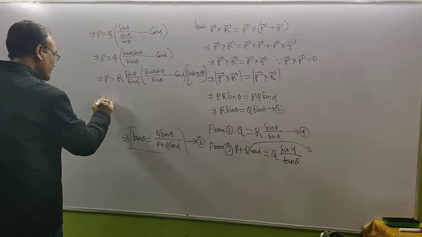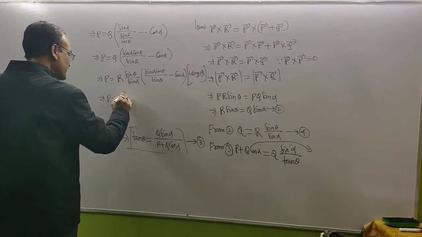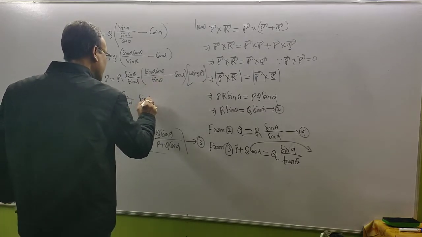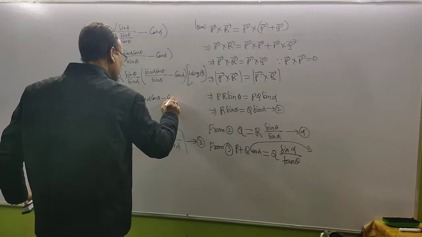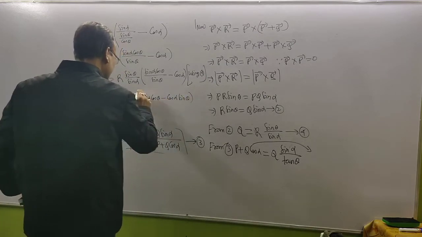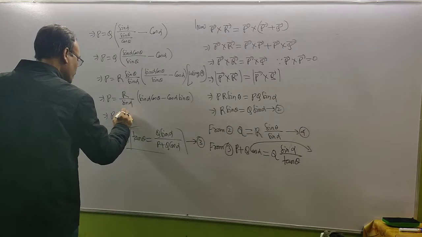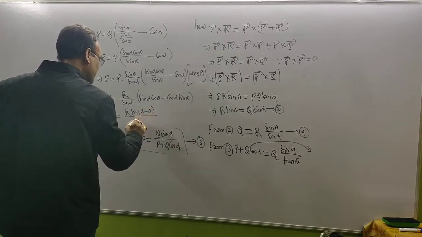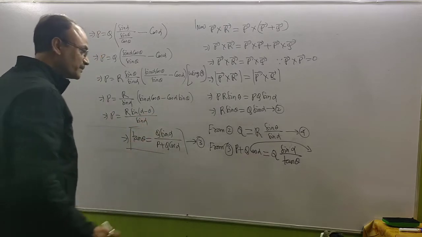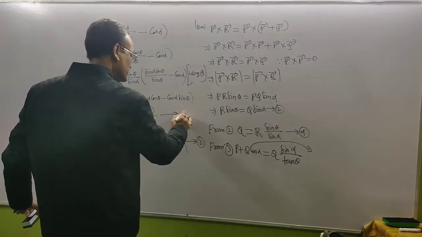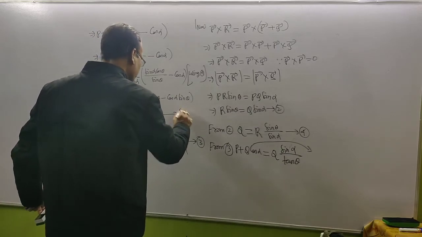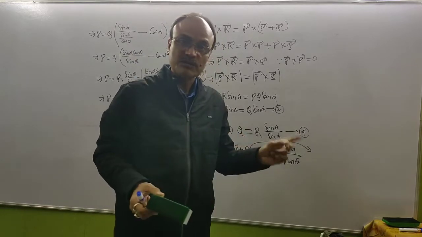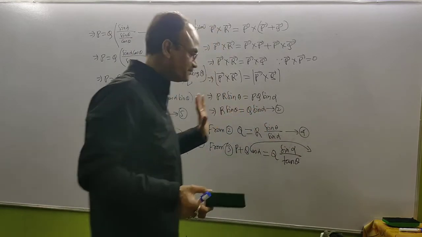This means P equal to R by sin alpha multiplied by sin theta, sin alpha cos theta minus cos alpha into sin theta. Or P equal to R sin alpha minus theta divided by sin alpha. This is number, suppose 5. We have expressed P and Q in terms of R, alpha and theta.